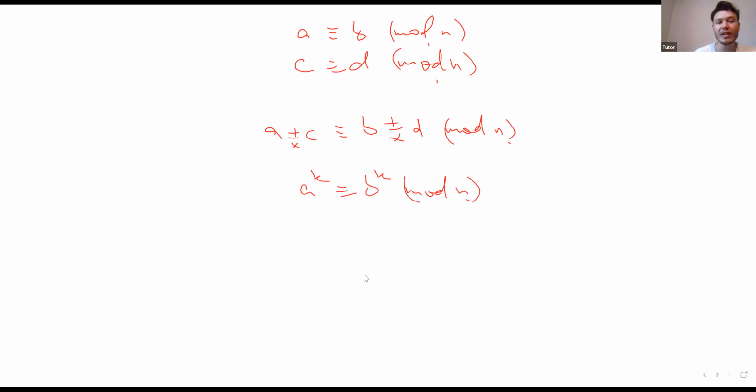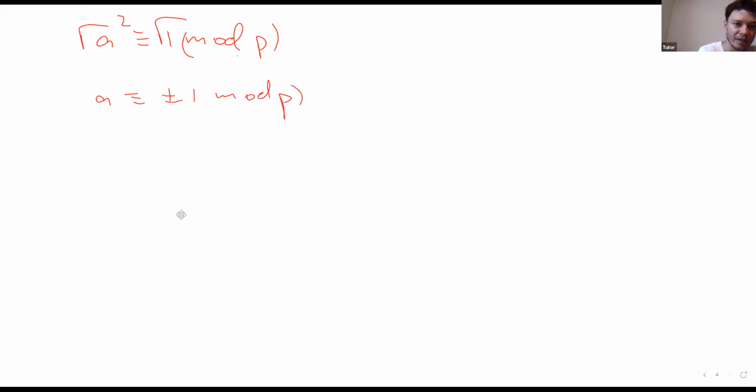But now another thing I want to look at is what happens when you take square roots. So let's say that I have something like this: a squared is congruent with 1 mod p, right? Then the question is, can I take the square root of this? Can I say that if I take the square root of this and the square root of this, a is going to be congruent with plus or minus 1 mod p? Let's see if this is the case. Well, what happens when a squared is congruent with 1 mod p? It means that they have the same remainder, right? So p has to divide their difference.